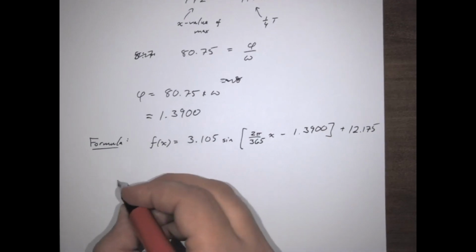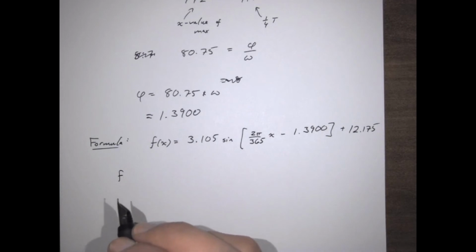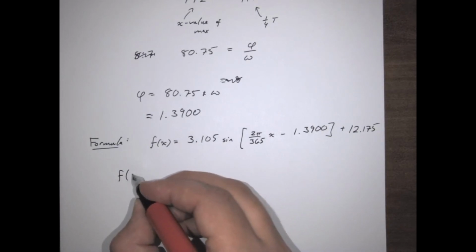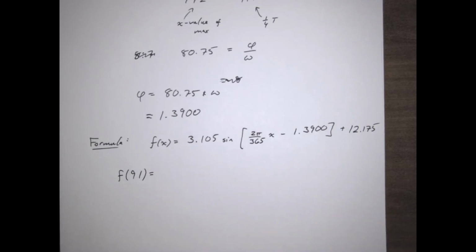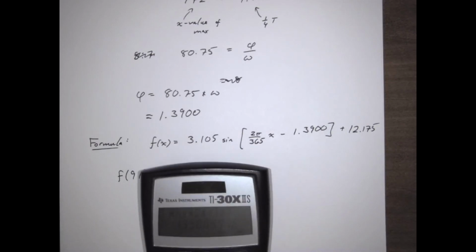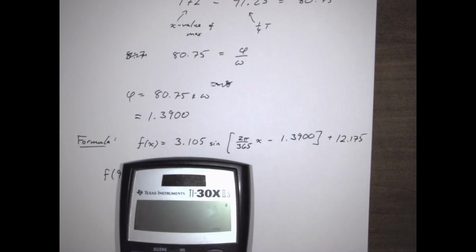And then the actual question was asking, for the 91st day of the year, what the length of the day would be. So f of 91 would equal, and then we can just calculate away. We'll just calculate this whole thing as it is. So I'm just going to put it all in here.